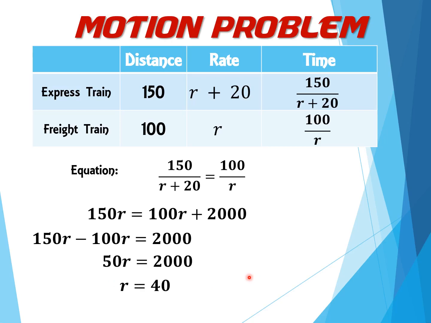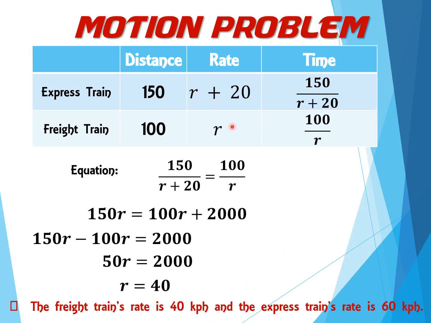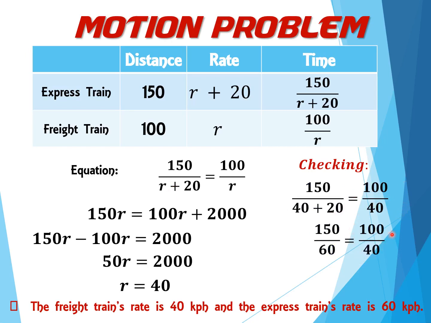So to answer the question, what is the rate of each train? The rate of the freight train is 40 kilometers per hour, while the express train is 60 kilometers per hour. To do the checking, we simply substitute 40 in the equation. So you will have 150 over 40 plus 20 is equal to 100 over 40. So this will be 150 over 60 is equal to 100 over 40. When we reduce these, 150 over 60 and 100 over 40, you will get 5 over 2. So they are equal.